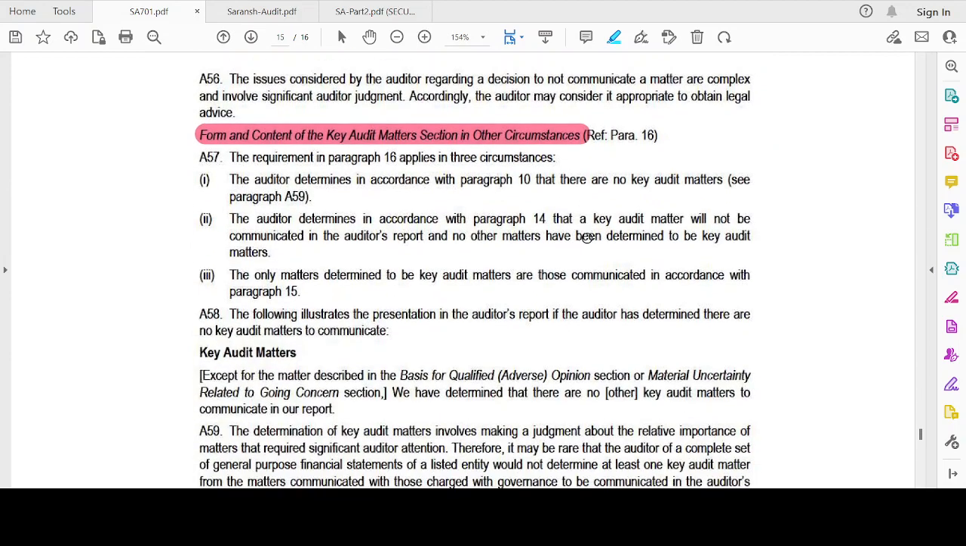Now, for the content of the key audit matter section in other circumstances: if there is no key audit matter, I have to say there is no key audit matter. Key audit matters will not be communicated in the auditor's report, or no matters have been determined to be key audit matters. That could be given. Then I have to state that the key audit matters are those communicated in accordance with the standard, those matters which are of most significance, and that they have been included as a key audit matter.